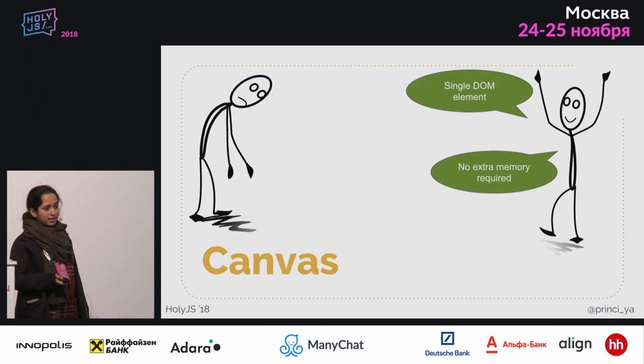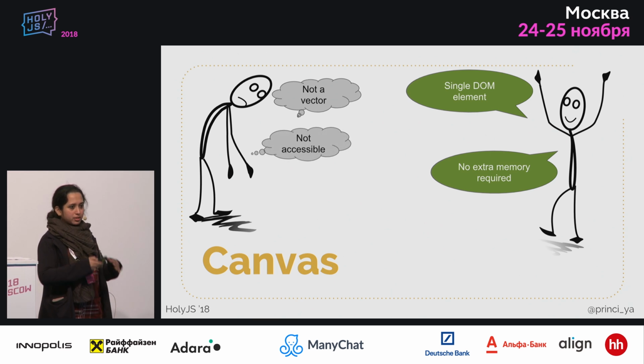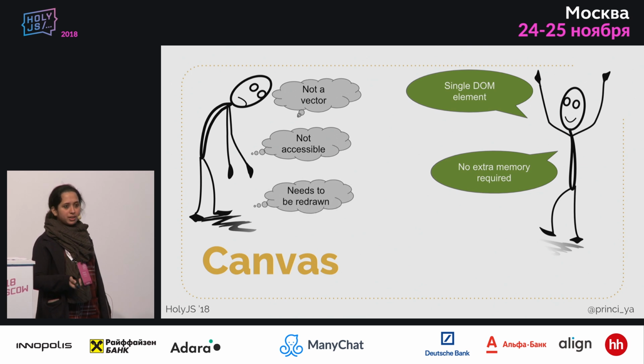But canvas also has its drawbacks. It's not a vector. It's not accessible because it's just one canvas frame, and it needs to be redrawn. Each time you want to update, you have to draw the whole thing. Obviously, this can be improved, but these are the differences when it comes to canvas versus SVGs.